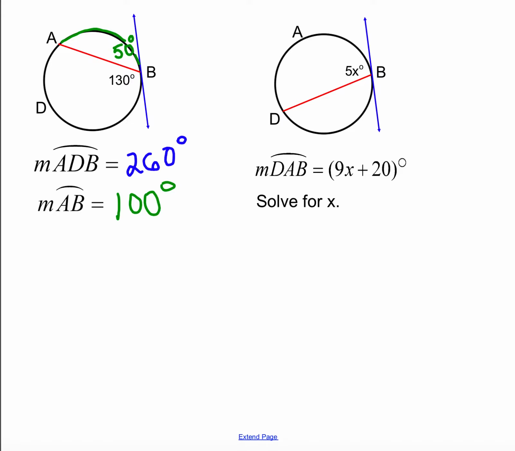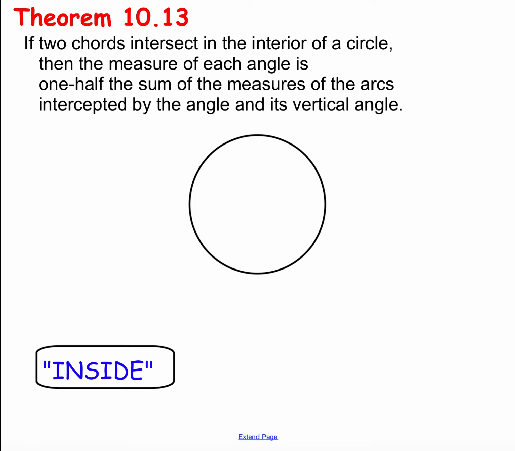All right, moving right along. What about angles that are inside the circle? Well, if two chords intersect in the interior of a circle, so let's draw that right here. One chord, a segment whose endpoints are on the circle, another chord. If two chords intersect in the interior of a circle, then the measure of each angle is 1/2 the sum of the measures of the arcs intercepted by the angle and its vertical angle.